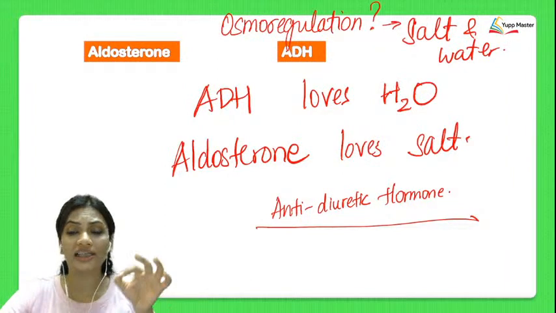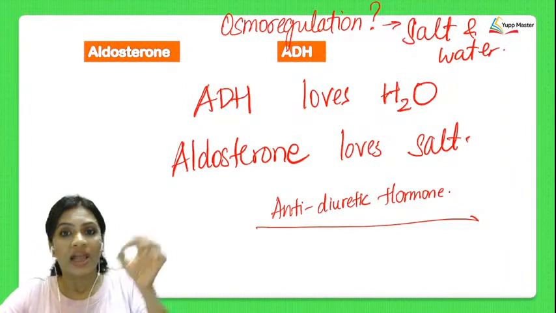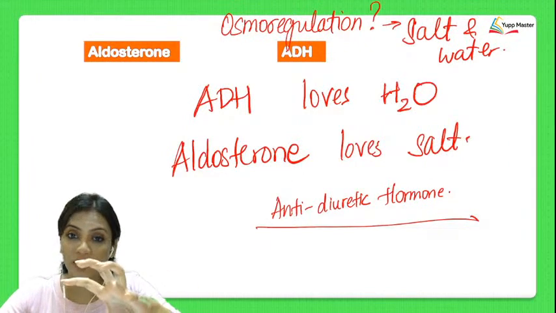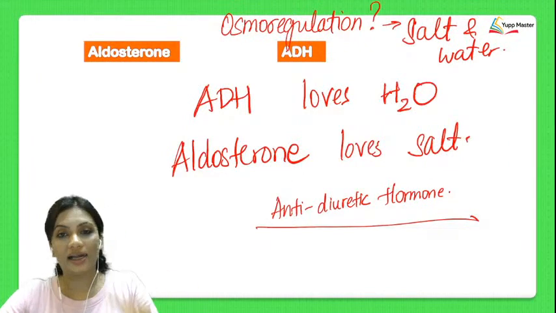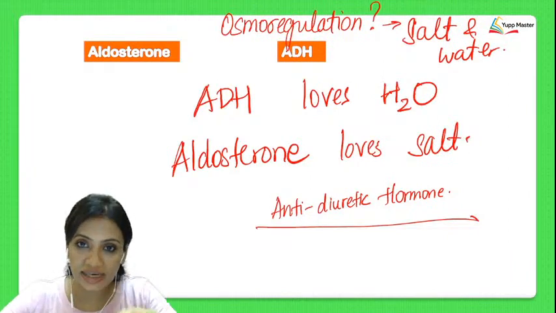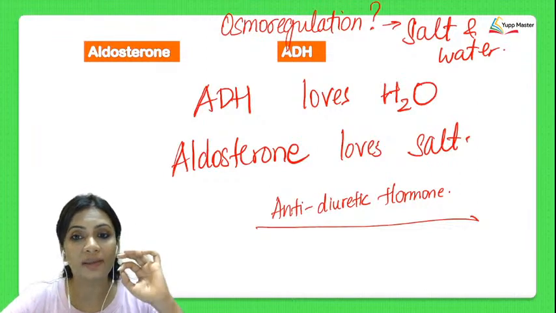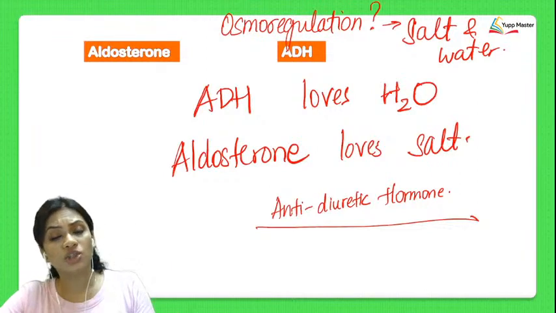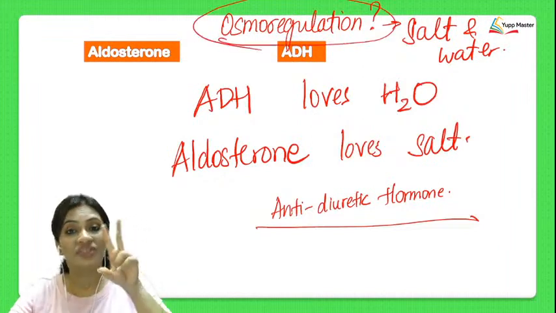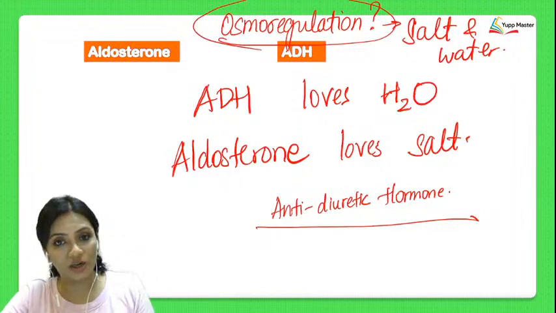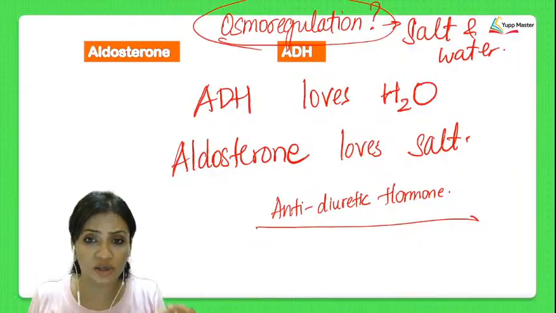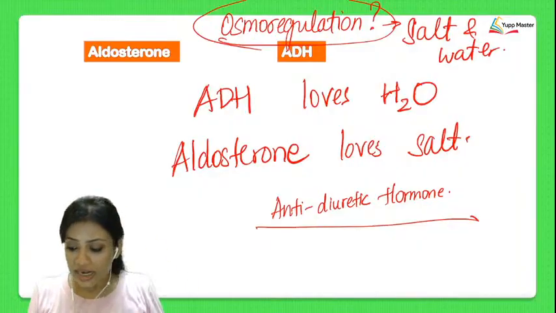First and foremost, understand the basics. ADH loves water, aldosterone loves salt. If ADH loves water, it will be a water saving hormone, and aldosterone will be a salt saving hormone. Together, they will help in maintaining the water and salt balance in our body. Salt and water balance in our body is called osmoregulation. So, these two hormones, ADH and aldosterone, are the hormones which are helping us to maintain osmoregulation. Is that clear? Yes, let's continue.